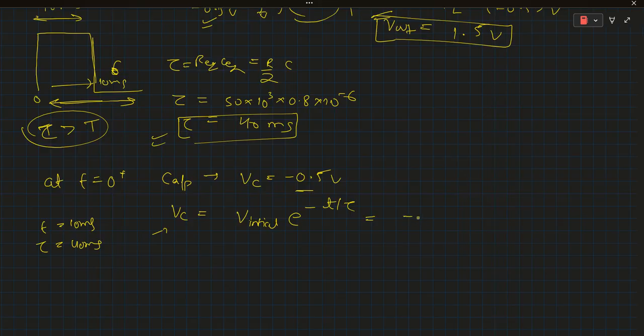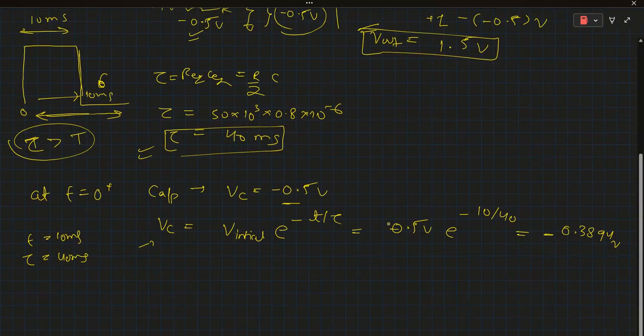So V initial is 0.5 volt, times e to the power minus t by tau, where t is 10 and tau is 40. Milli and milli cancel. If we calculate, we get the voltage. The voltage of the capacitor at t equals 10 millisecond will become 0.3894 volt. It is in minus sign.